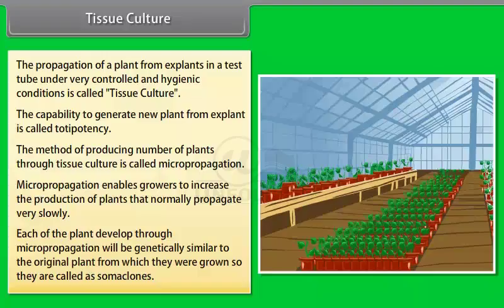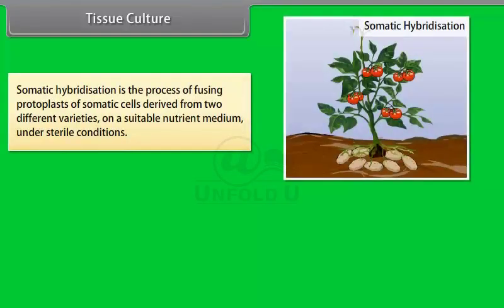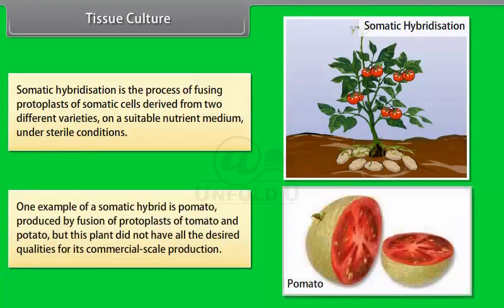somaclones. Somatic hybridization is the process of fusing protoplasts of somatic cells derived from two different varieties on a suitable nutrient medium under sterile conditions. One example of a somatic hybrid is pomato, produced by fusion of protoplasts of tomato and potato. But this plant did not have all the desired qualities for its commercial scale production.